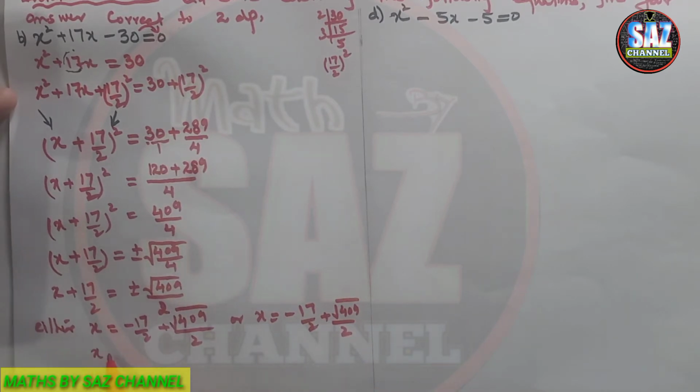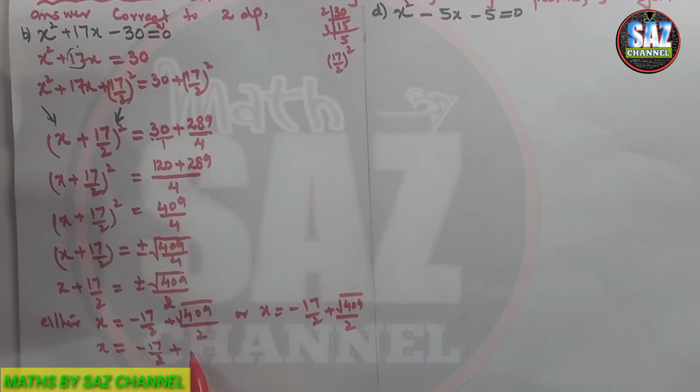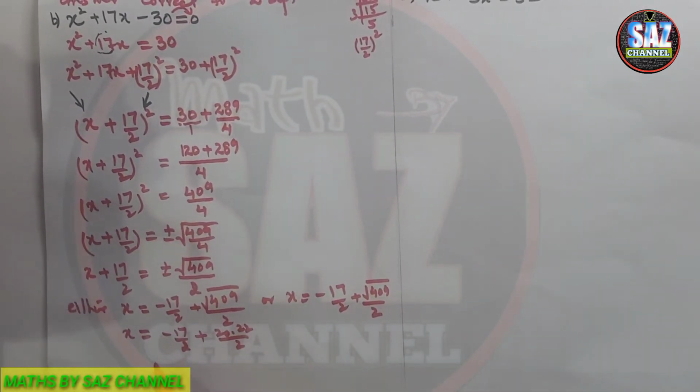Check the value of square root 409. Square root 409 will be equal to 20.22. So x will be equal to minus 17 by 2 plus 20.22 by 2. On taking the LCM, 2 will be the LCM, and my value will become 17 plus 20.